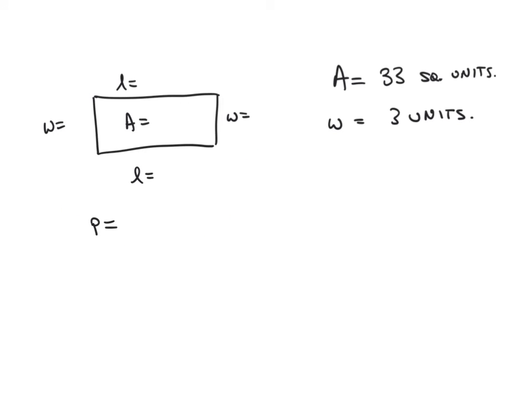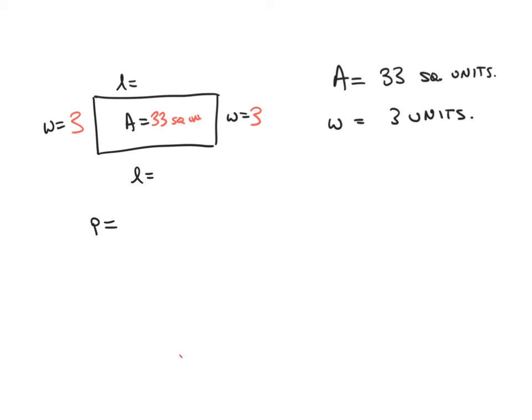So let's start with the things we know. We know the width is 3 units, so I know this rectangle will be 3 units tall. And we know the area is 33 square units, so I'll fill that in. Now, the length and the perimeter are things we're not told in the beginning of the problem, so how can we fill those in?